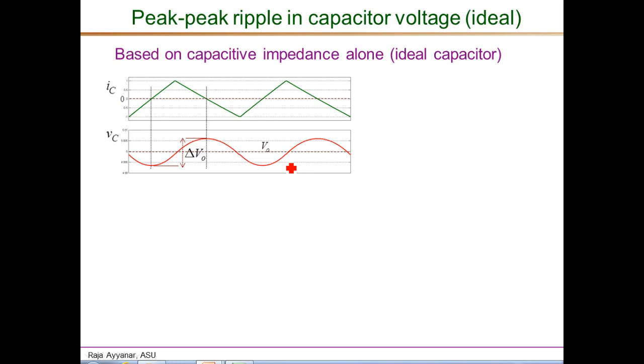Later we will see that the ripple is dominated by the equivalent series resistance of the capacitor. But for now, in this slide, in this video, we're going to focus only on the ideal capacitor.